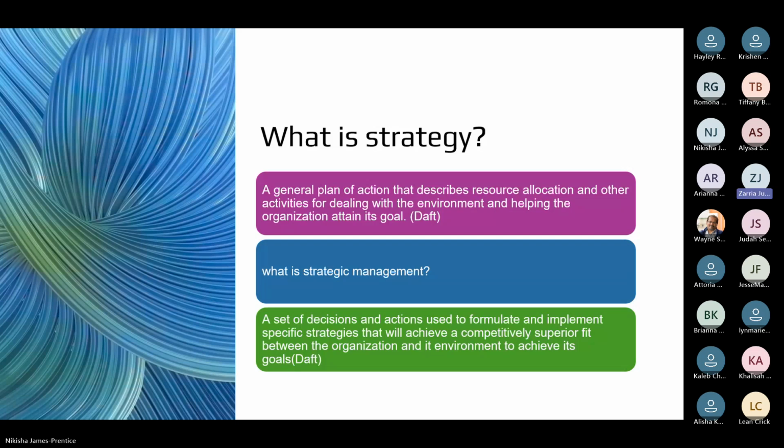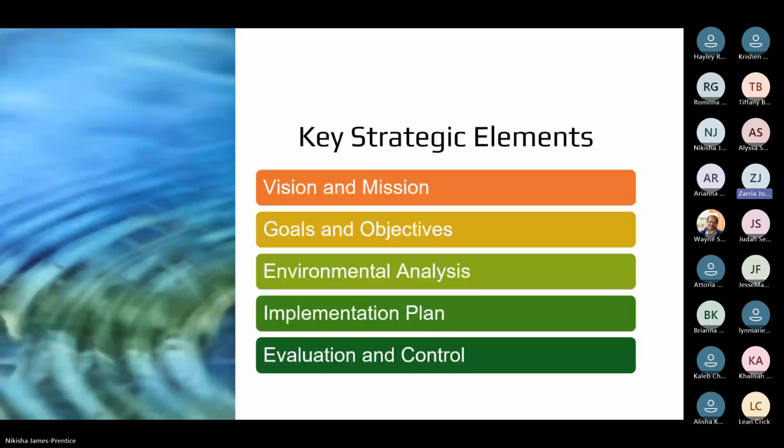Secondly, what is strategic management? Strategic management is a set of decisions and actions used to formulate and implement specific strategies that will achieve a competitively superior fit between the organization and its environment to achieve its goals. But it's also about thinking ahead, making informed decisions, and aligning each part of the organization towards its shared direction, also known as its vision.